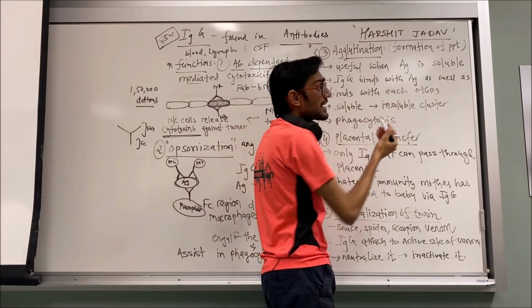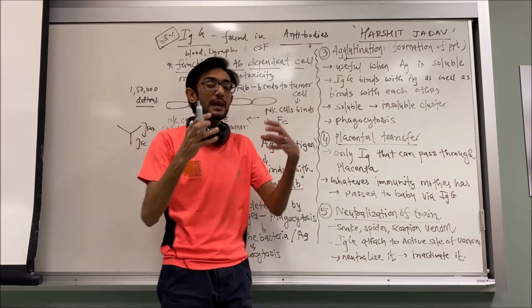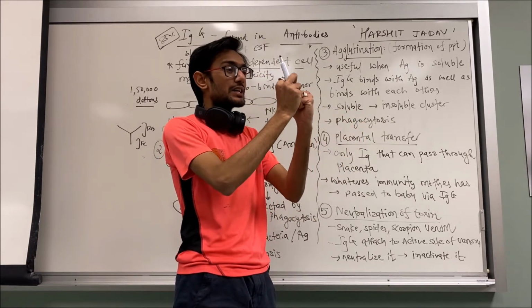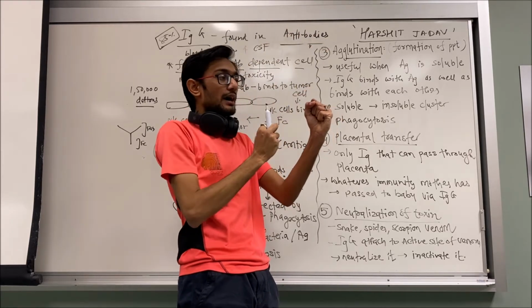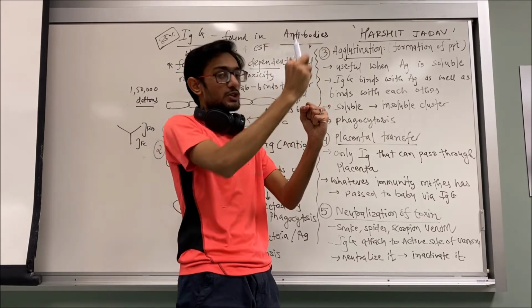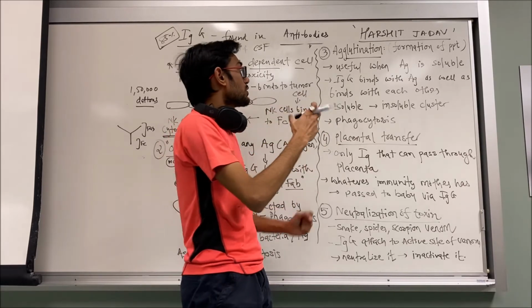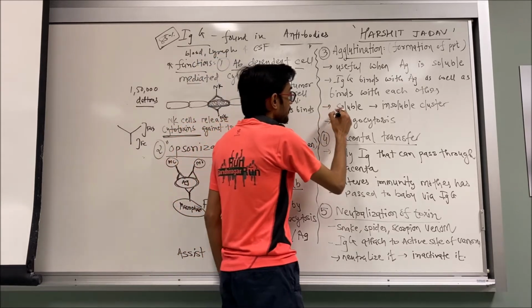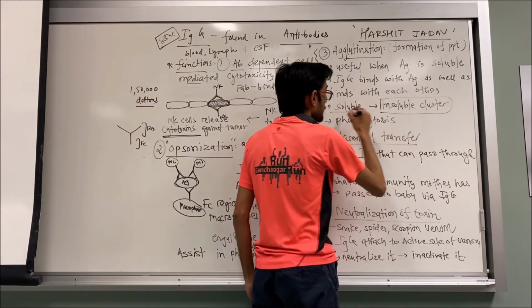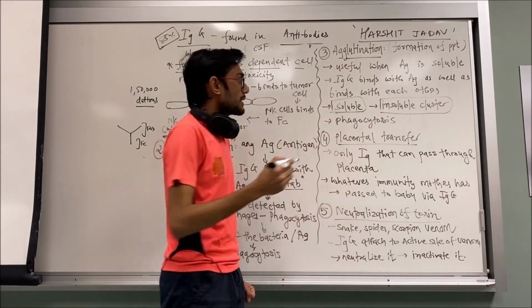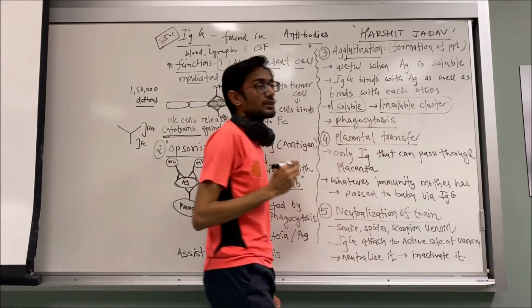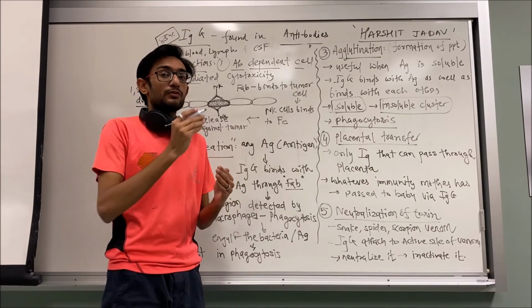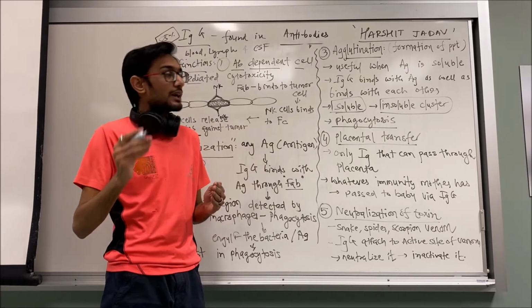IgG binds with the antigen, as well as in this case IgG binds with themselves. So this is the antigen, this is IgG. IgG binds with the antigen, as well as with all the IgG around it which are suspended in its atmosphere. So IgG binds with the antigen as well as with each other, and they will form an insoluble cluster from soluble antigen. This way it can initiate the phagocytosis response. So agglutination helps in the formation of an insoluble cluster from soluble antigen.